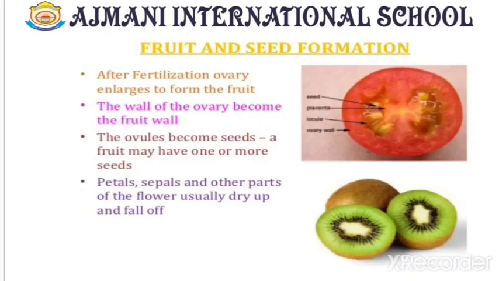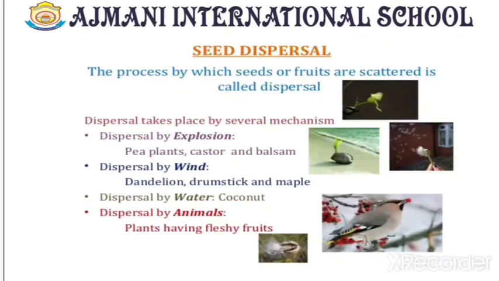After fertilization, the ovary enlarges and forms the fruit. The wall of the ovary becomes the fruit wall. The ovule becomes seeds. A fruit may have more than one seed also. Petals and sepals are the other parts of the flower which usually dry up and fall off after the seed formation. So, when the seed is ready, it can be dispersed now. The process by which seeds or fruits are scattered from one place to another is called seed dispersal. Seed dispersal takes place by several mechanisms.